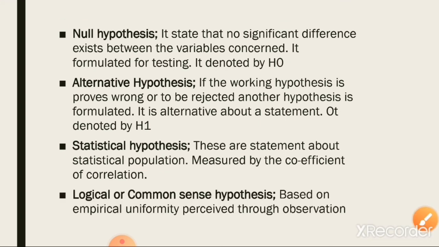Next, logical or common sense hypothesis. While we are starting our study, we should have a sense or logic related to our research. It may be beyond the research result, but there should still be some logical suggestion or logical prediction about our study. That is called a logical or common sense hypothesis. Based on empirical uniformity perceived through observation, simply we can say that the logical or common sense hypothesis is the prediction developed through our observation and our daily life experience. This hypothesis is called a logical hypothesis.